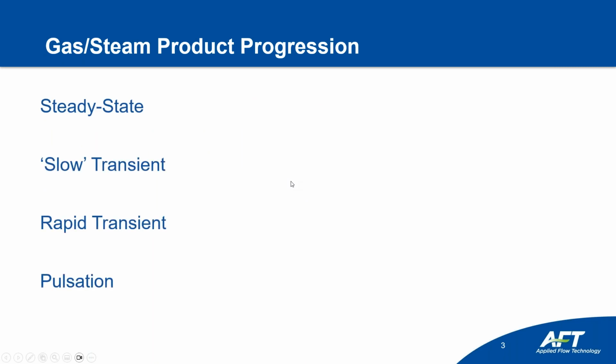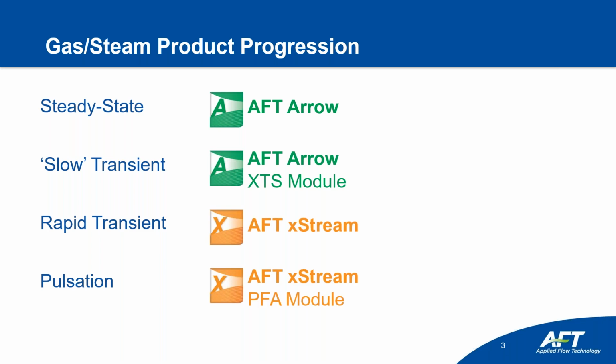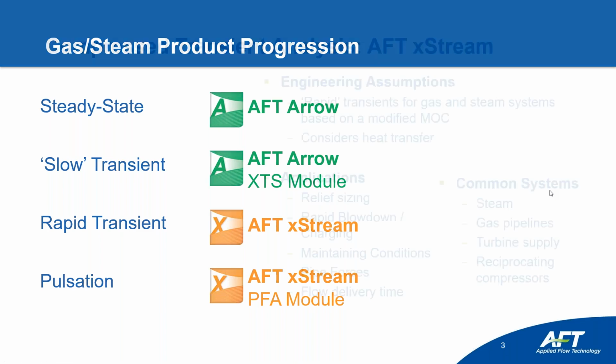So our compressible flow products are AFT Aero for steady state, AFT Aero with the XTS module for pseudo steady state or slow transients. For rapid transients, we have AFT xStream, and for pulsation, we use the AFT xStream PFA module.